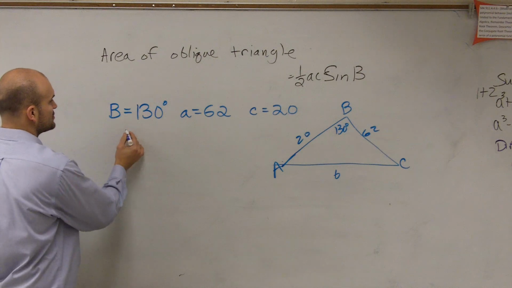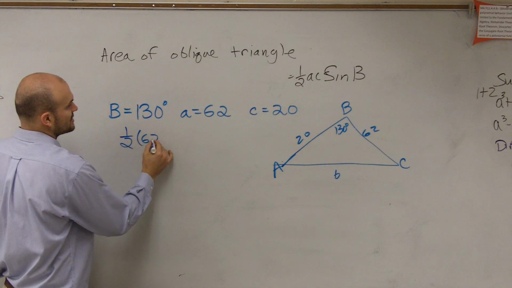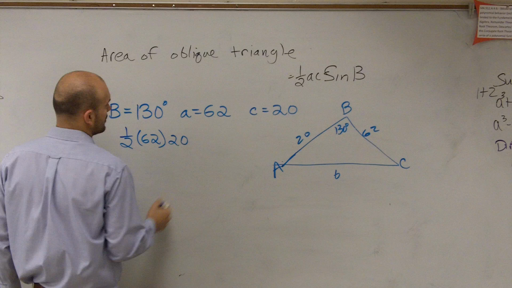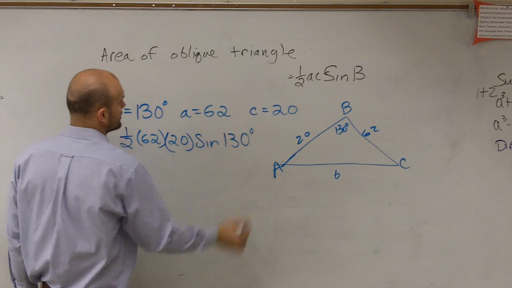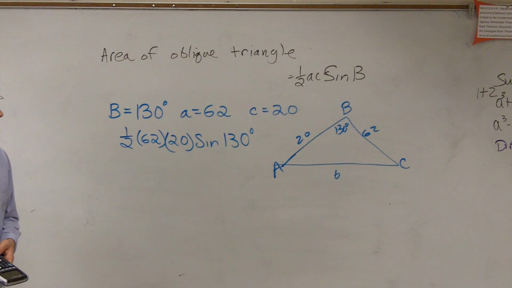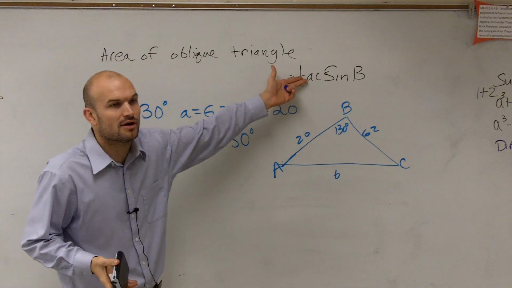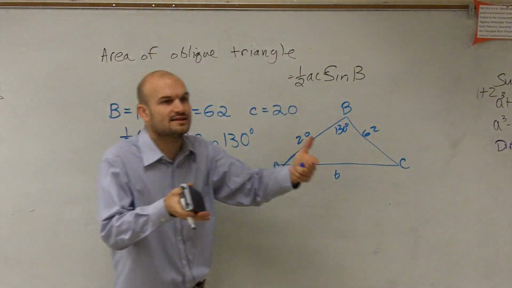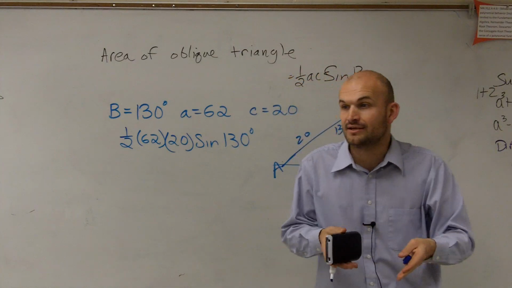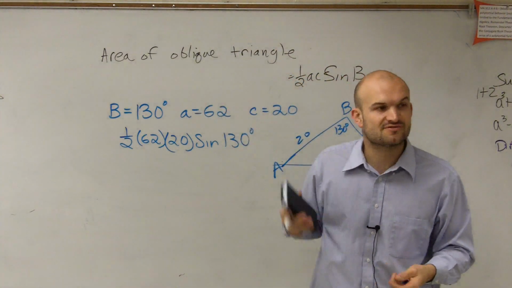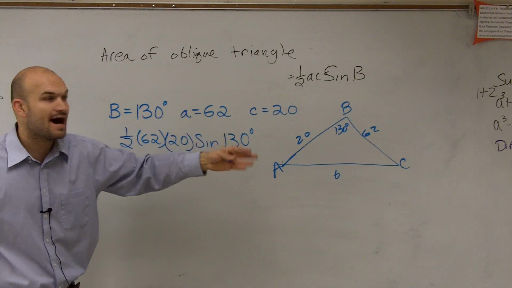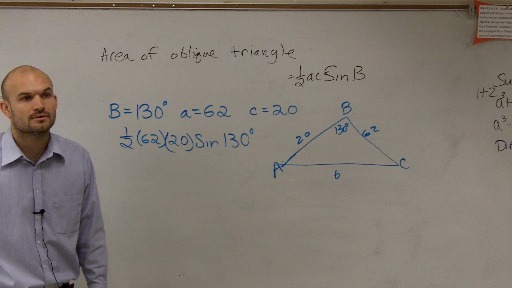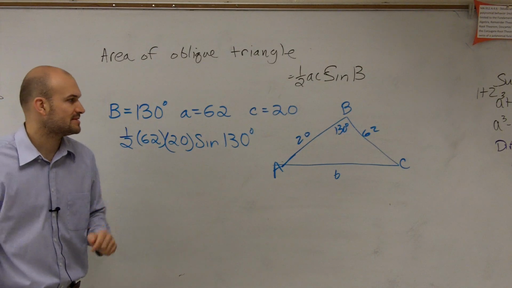So what we're simply going to do is use the formula. In this case, I'm going to use 1/2 times A, which is 62, times C, which is 20, times the sine of 130 degrees. You're just going to use the part of the formula that we're working with. It's like the law of sines, which said A over sine of A is equal to B over sine of B. It's the same thing with these formulas. The sine of your angle times your other two side lengths times 1/2 is going to be equal to the area.